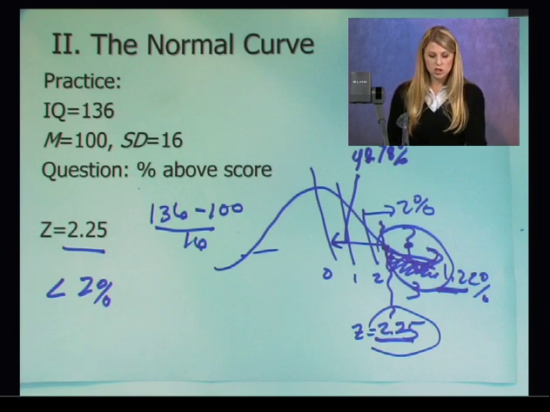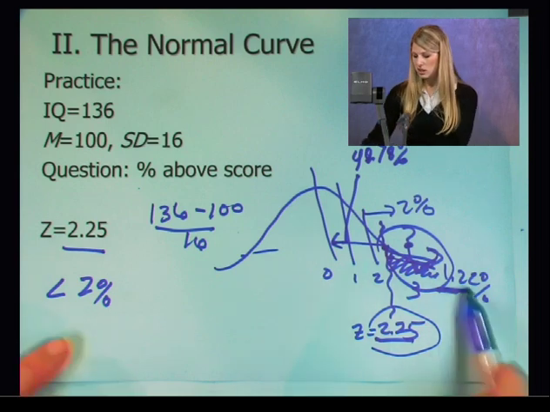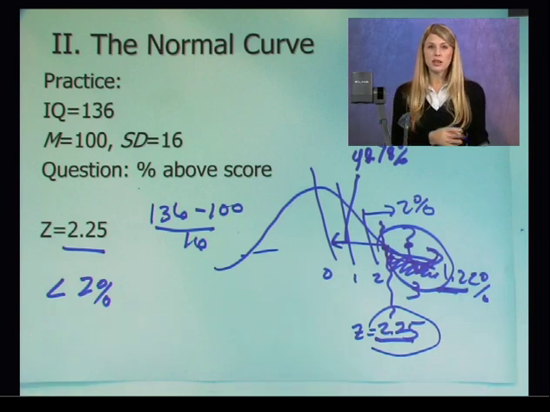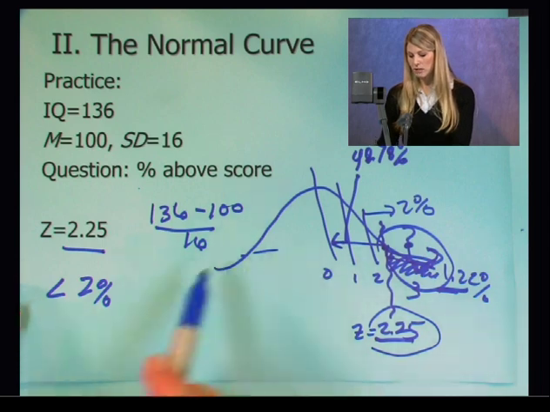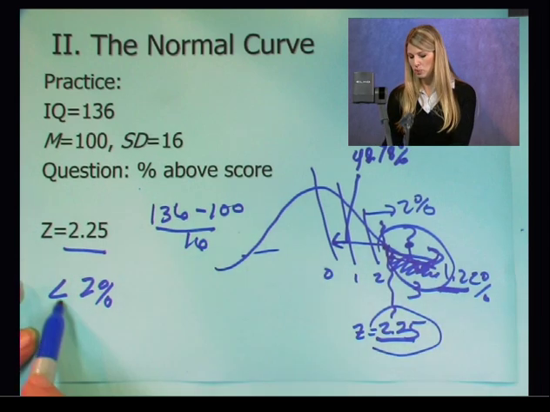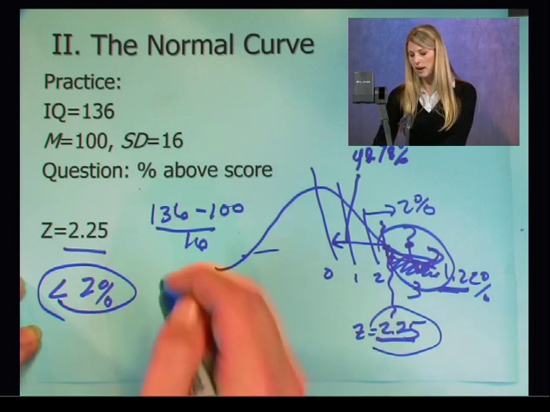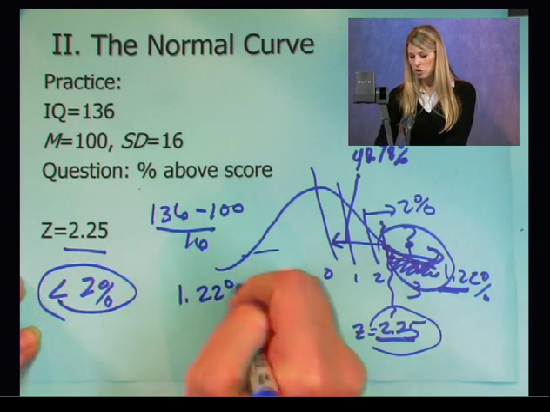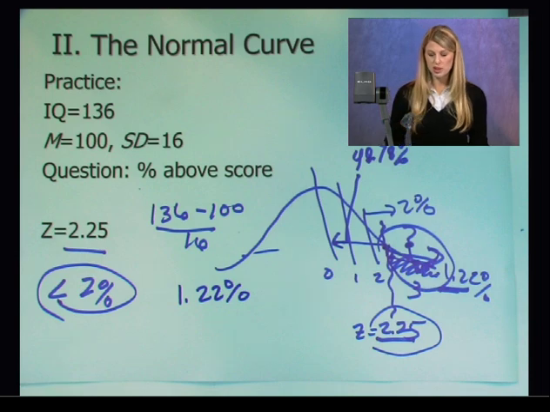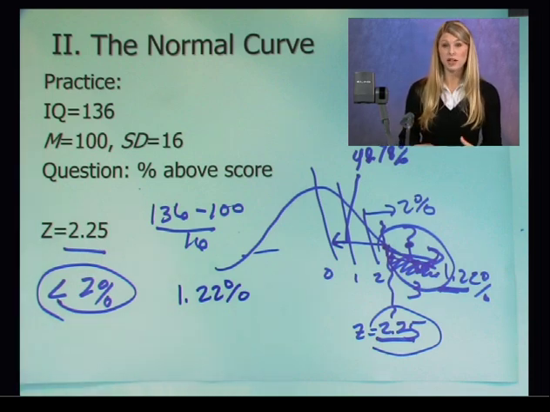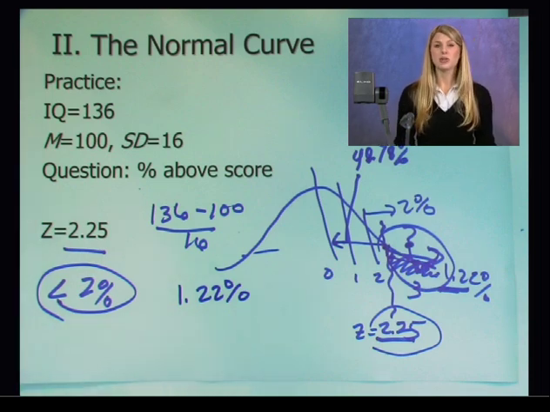And number 6, check this estimate to see if it's similar to your original estimate. So 1.22%, is it under 2%? Yes. Looks like you're on the right track. You can now draw the conclusion that 1.22% of people score above your child's IQ score. Wow. So that means that your child's really, really, really smart. Very, very few people are going to score above them on that IQ test.